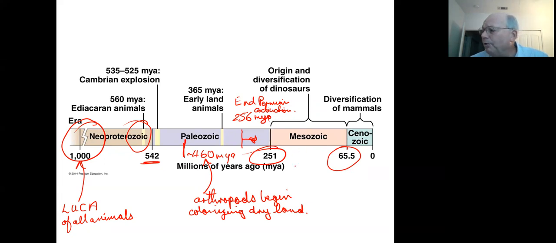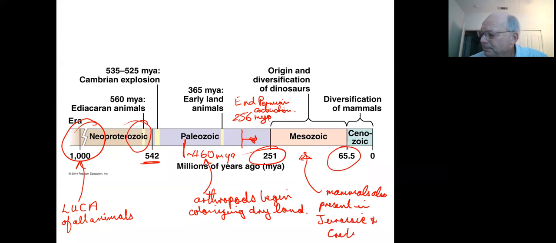In the meantime, all through this time period, with the dinosaurs being present, mammals are also present in the Jurassic and Cretaceous. They are small, they are nocturnal, they are insectivorous, they live in burrows, they spend their time mostly avoiding being eaten by the dinosaurs.